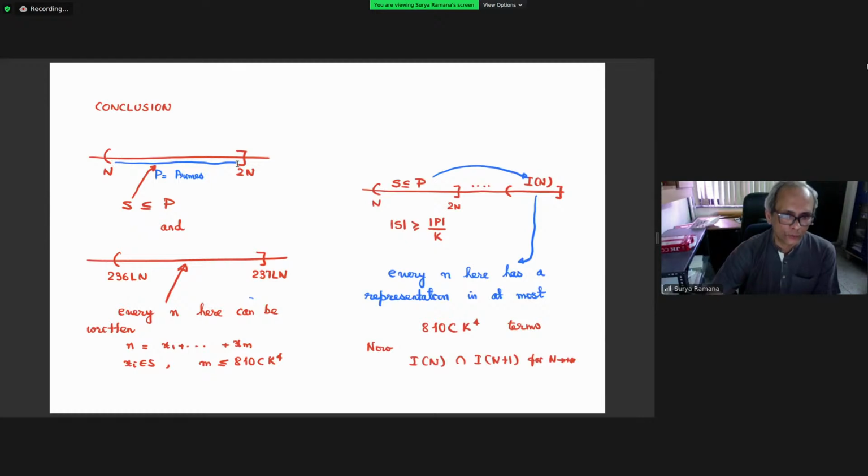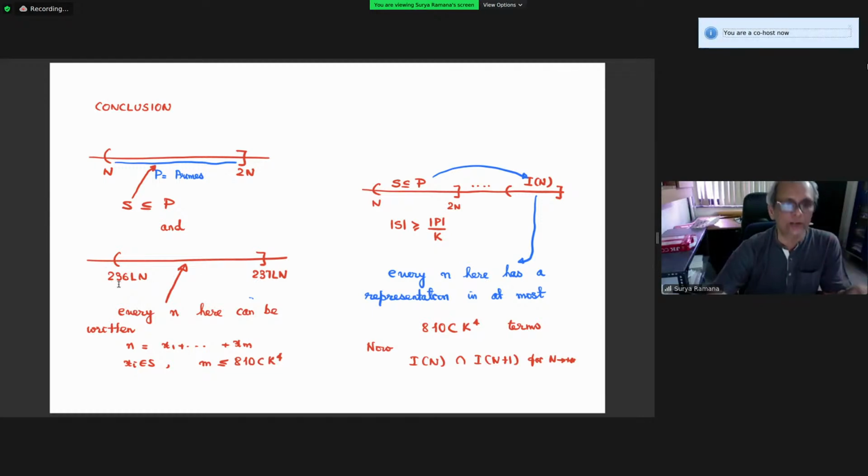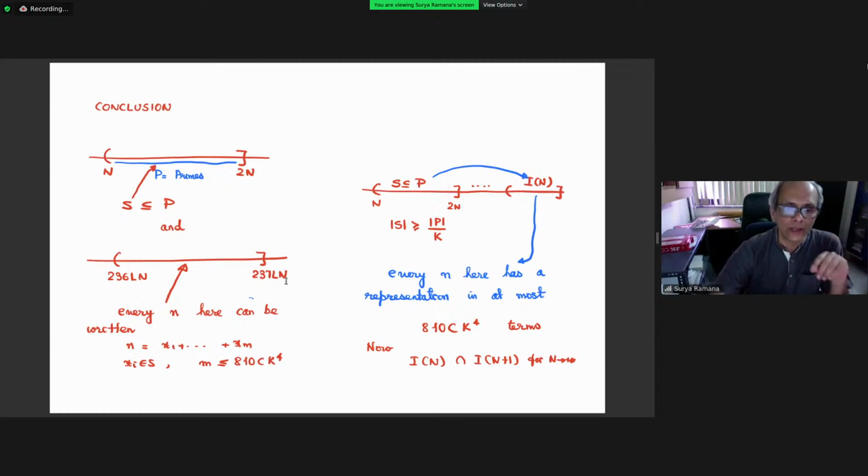So you start with the full primes, you divide the primes into k subsets, you choose one which has at least 1 by k of the total primes, you apply this additive energy bound and everything, and finally you conclude, using Schur's finite addition theorem, that every integer in this interval, 236 ln to 237 ln, where L is this number which is entirely given by the density, 180 times some absolute constant times k to the power 4.